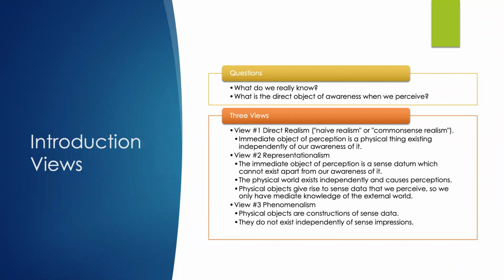So the second view is representationalism. And this is something that's standard now in science and philosophy. People get exposed to it pretty early on. So naive realism tends to go out the door pretty quickly. And it's the view that what we see is not what we get.